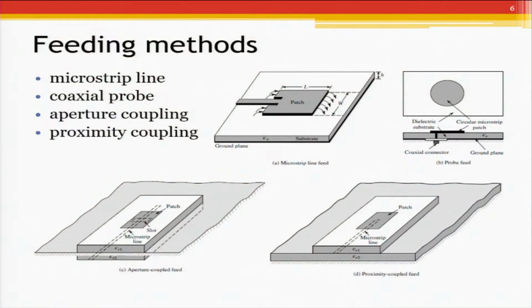Okay, and now let's look at the feeding methods. Usually there are four methods to feed the signal. When we say feeding, what I mean is applying the signal into the microstrip, in order for the microstrip to radiate those fields into the air. So there are basically four methods. The first one, on figure A, is called microstrip line feed. The second one is the probe feed. The third one is called aperture coupling feed. And the last one is proximity coupling feed. So let's look at each one.